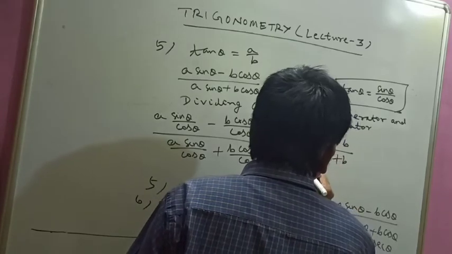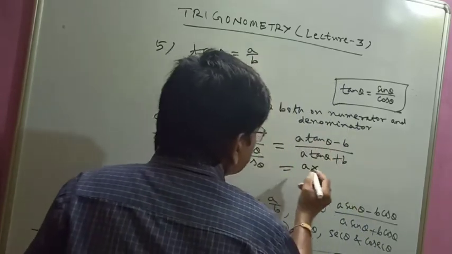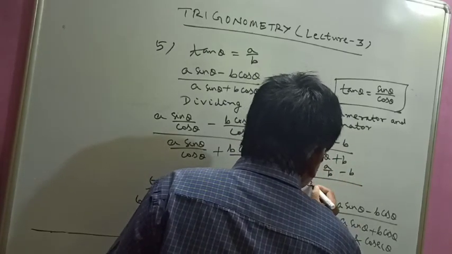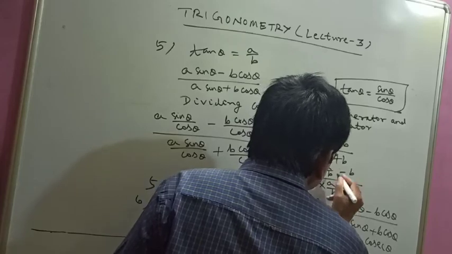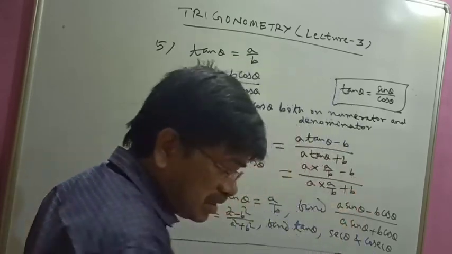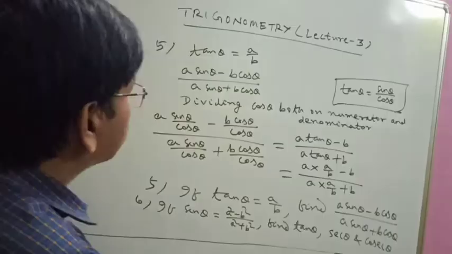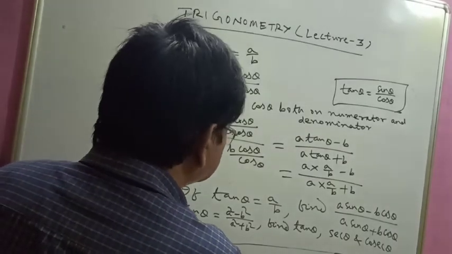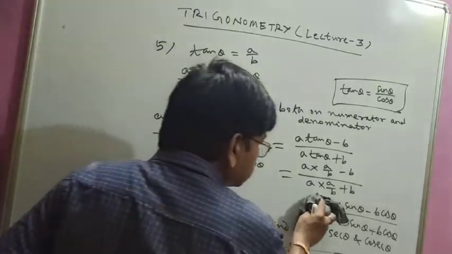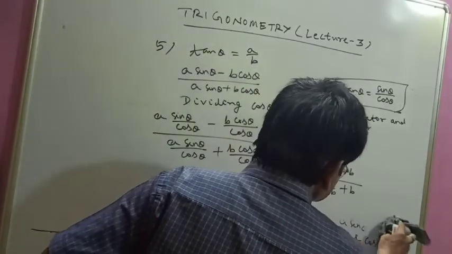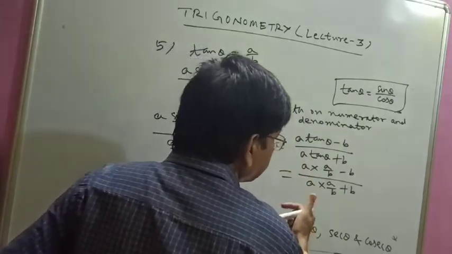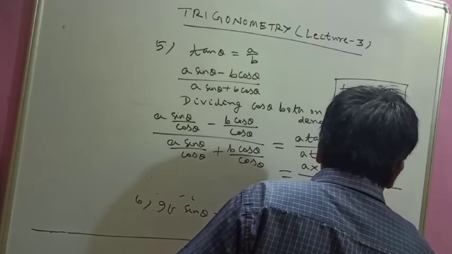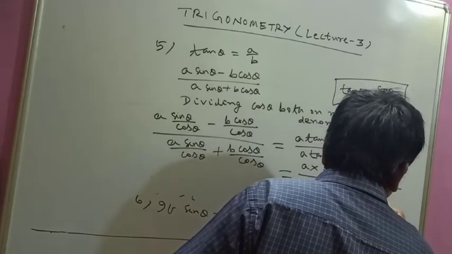Now you can put this value: a into tan theta, which is given as a by b, minus b, whole divided by a into tan theta, which is a by b, plus b. Let us simplify this, then we can get the required result. After simplification, this becomes a square by b minus b divided by a square by b plus b.